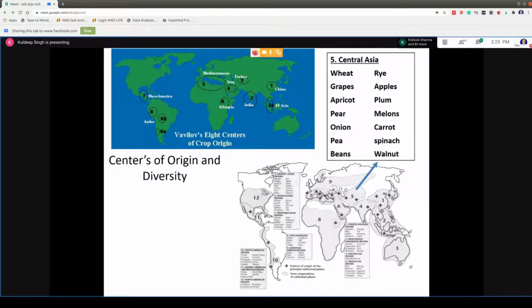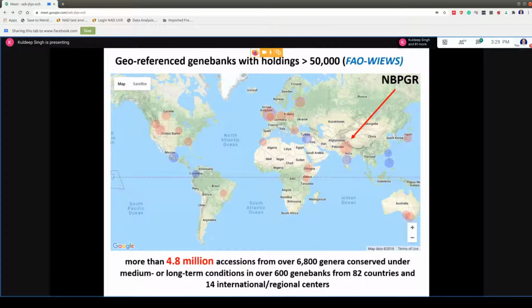This is a slide which all of you know: out of the 7 or 8 centers of origin, we are among one of them. And look at a global scale now. Although there are several thousand species, India has a share of around 8 to 9% of the total plant biodiversity in the world.